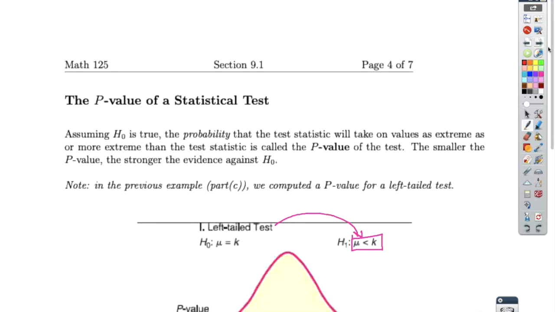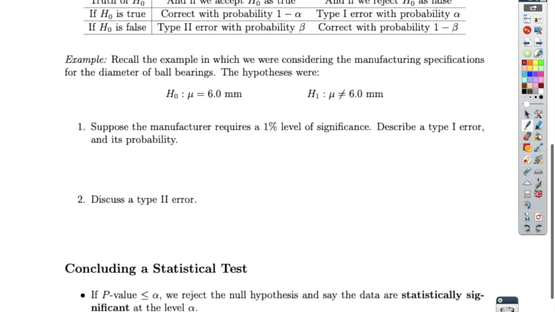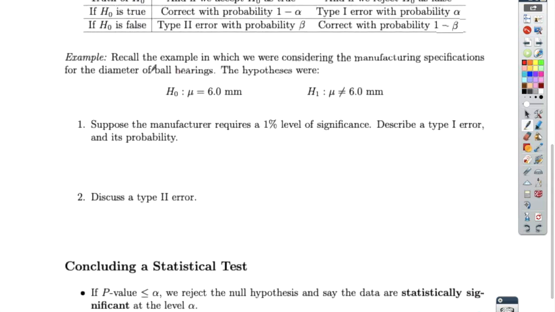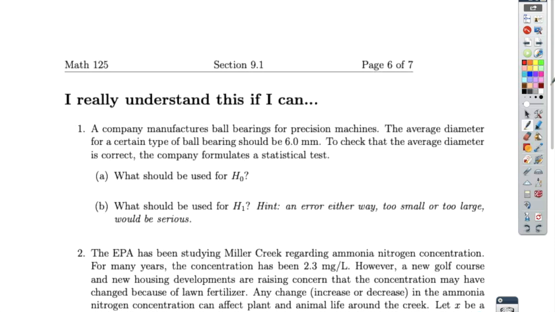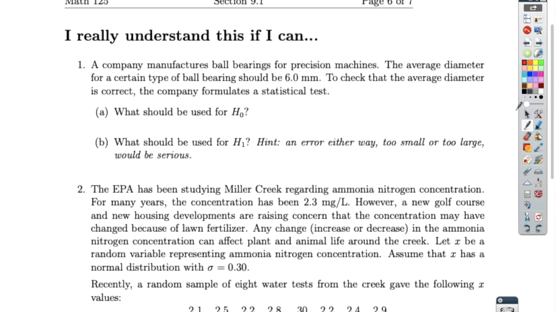Okay, so let's put that to work. Yes, actually, before we do this one, let's skip to the "I really understand this" problem because that's using the same example. So we'll do this in a weird order, but let's talk really quickly about "I really understand this" number one.